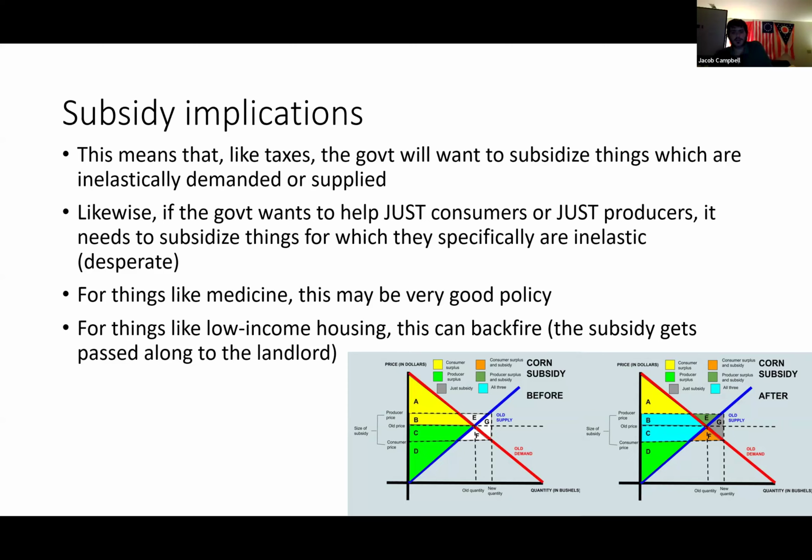On the other hand, for things like low income housing, where again, land and housing are probably pretty inelastically supplied, not a good idea. That's probably going to backfire because most of the subsidy is probably going to get passed along to the landlord.